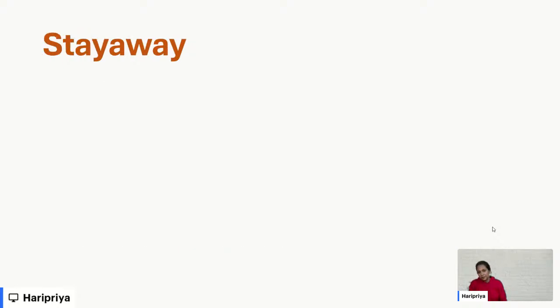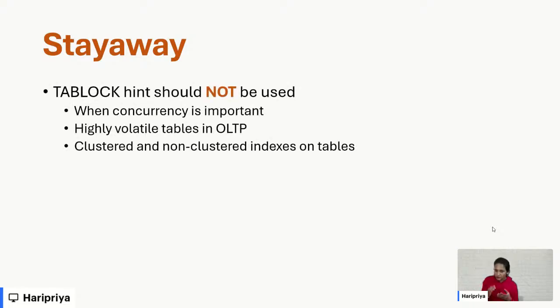The places where you have to stay away from this hint, just because now that we know about this hint, that doesn't mean you can use it wherever you like. Please stay away from a few places. And that'll be, like I kept repeating, do not use this on OLTP highly volatile tables where the data is constantly changing. Please do not use it there because you're going to cause a lot of blocking. When concurrency is important, when multiple operations need to access the table, do not use this hint.